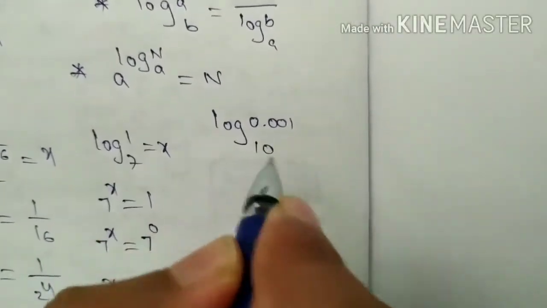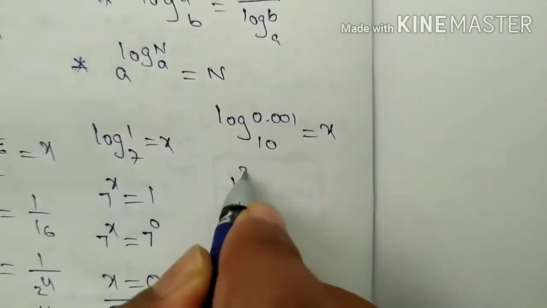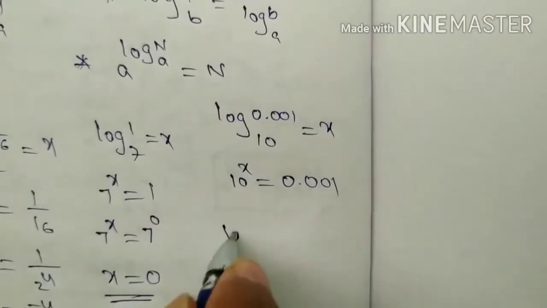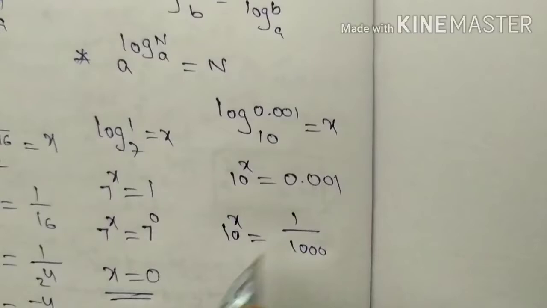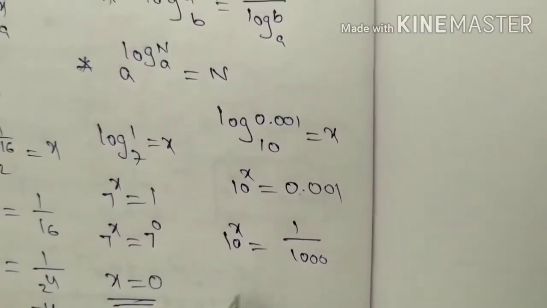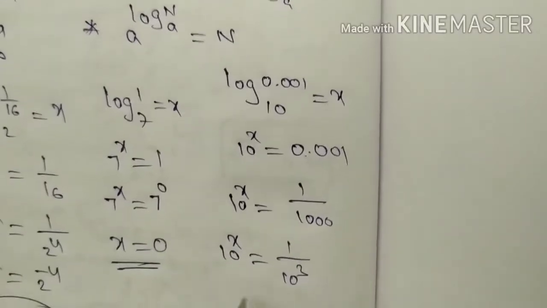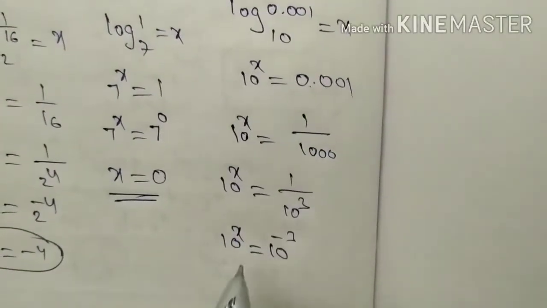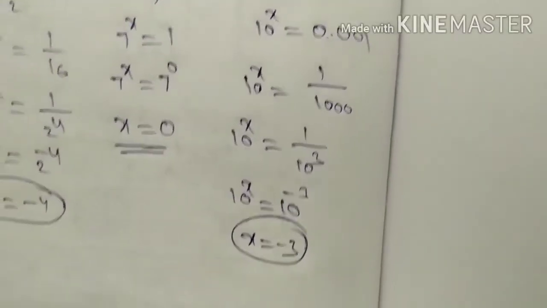Next, log 0.001 to the base 10. Here how to find this value? Let us take some x. So 10 power x is equal to 0.001. This is decimal form. Write in fraction form: 1000, point after 3 digits, so 3 zeros. Here 1 by 10 cube. So 10 power x is equal to 10 power minus 3, with the numerator. So x is equal to minus 3. Next, one more question.